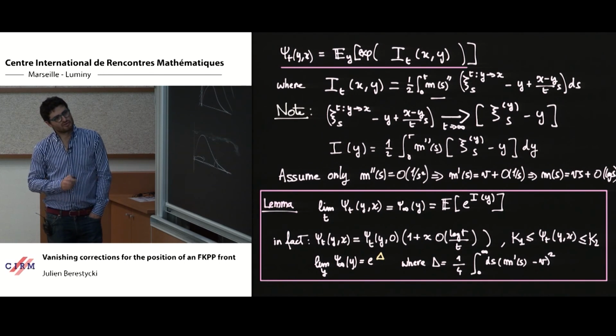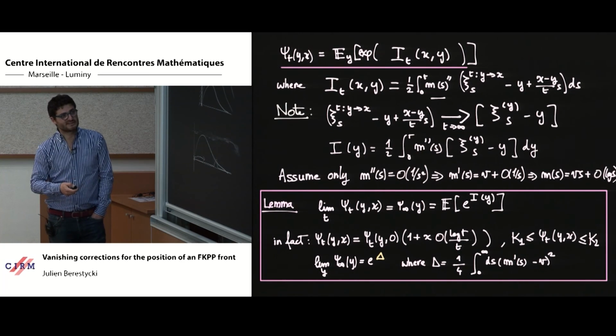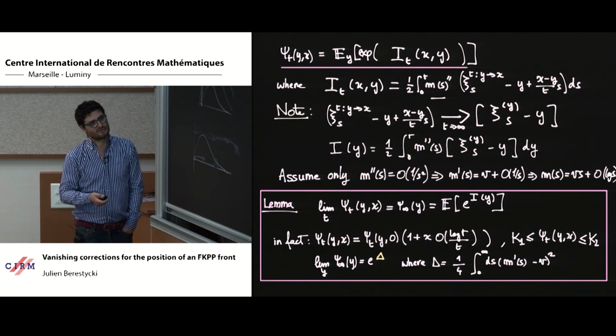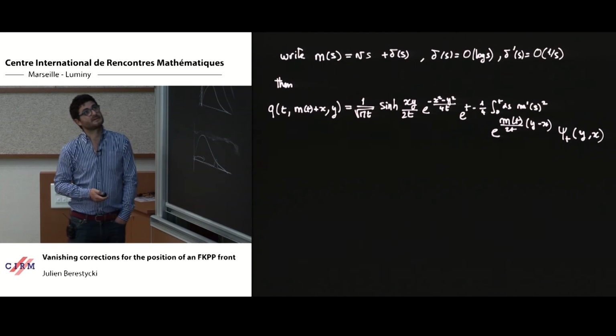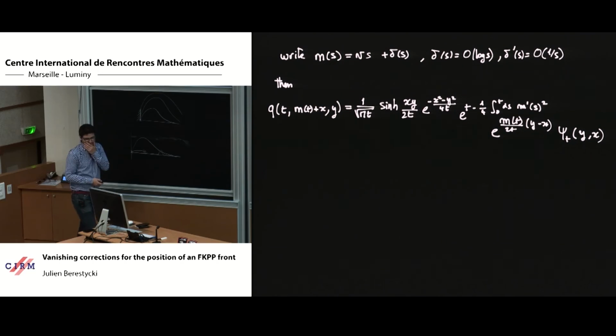Another important part is that if you now fix x to be 0 and look at psi infinity, the limit of psi t y, and you take again a limit in y, you have again a limit for this, which you call E delta, and delta is just this. So let's see how you use this.